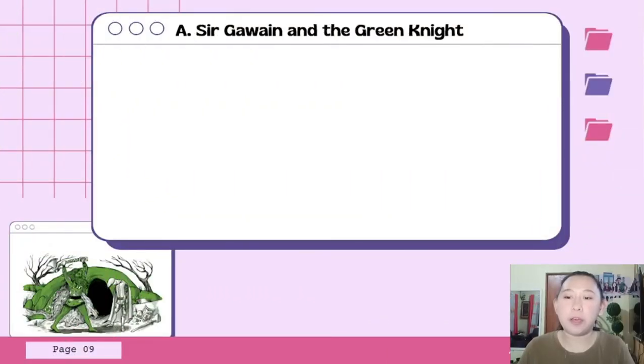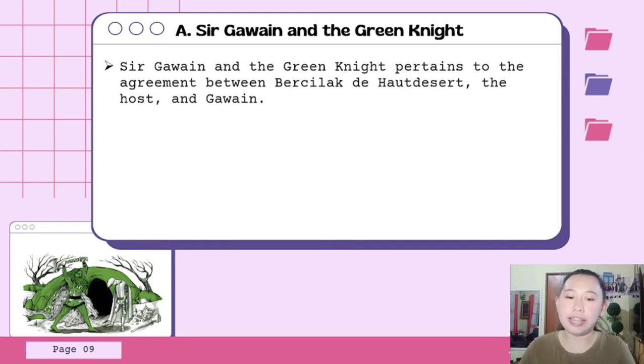So in this poem, we have 5 points in explaining Sir Gawain and the Green Knight. Let's start with Sir Gawain and the Green Knight. This section pertains to the agreement between Bertilac of Hautdesert, the host, and Gawain. Bertilac is to go hunting in the morning while Gawain sleeps. Upon his return from the hunting trip, he is to give to Gawain all that he has caught. In return, Gawain is to give all that he has won in his own hunt. They make this bargain 3 times, at the end of each day.